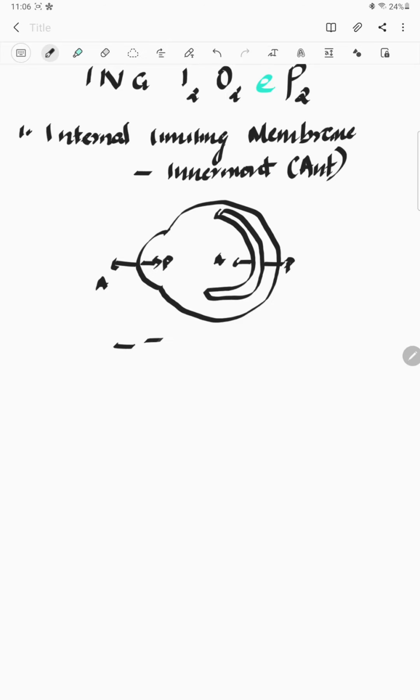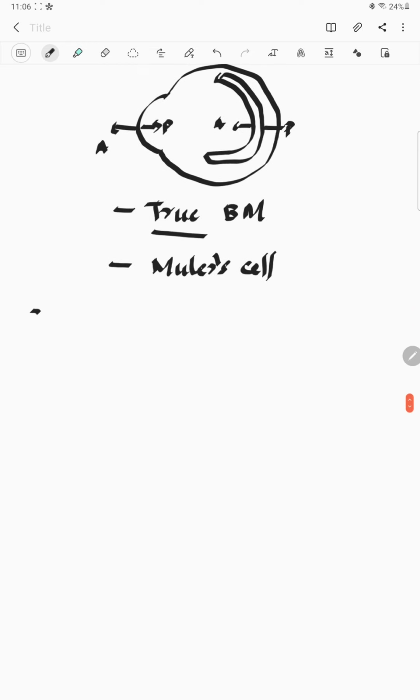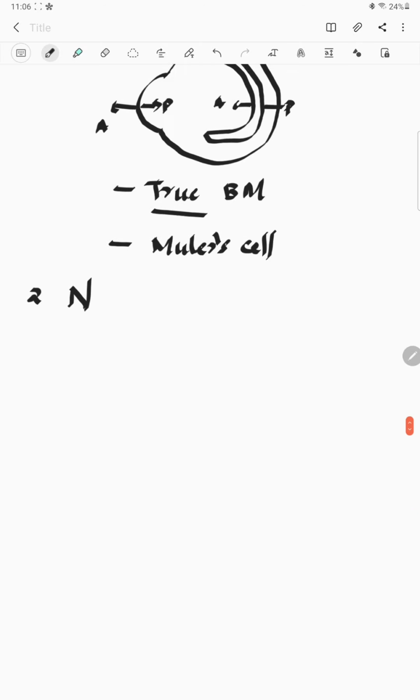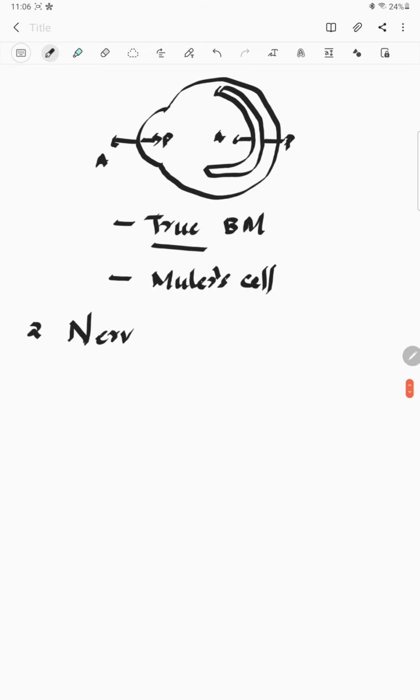Then this is made up of true basement membrane. Remember the word true because there is something known as a false basement membrane. Next we need to remember is this is formed by Muller cell, formed by foot plates of Muller's cell. The next layer is, remember the code word N, that means the nerve fiber layer.